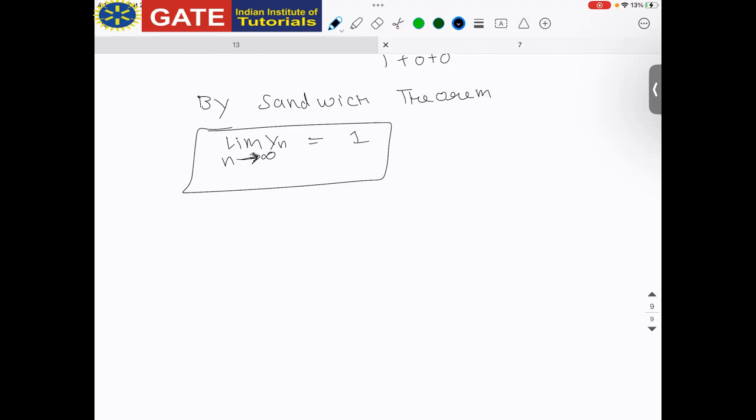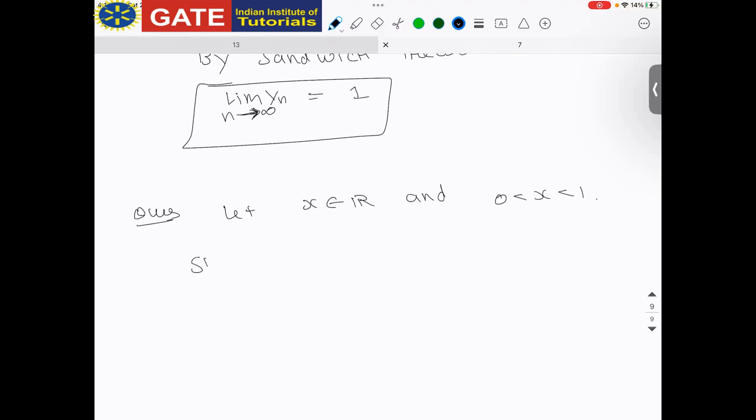Next question. Let x belong to R and x is greater than 0 and lesser than 1. Show that x raised to the power n tends to 0 as n tends to infinity. So think about this.